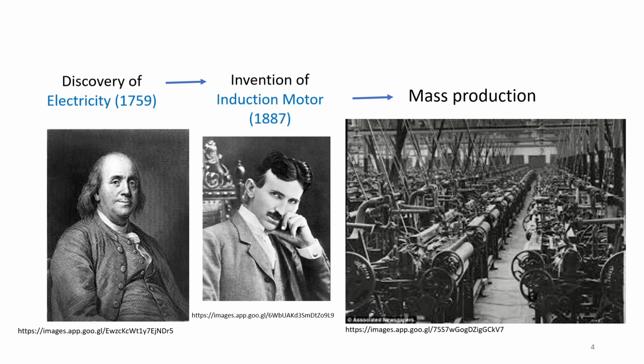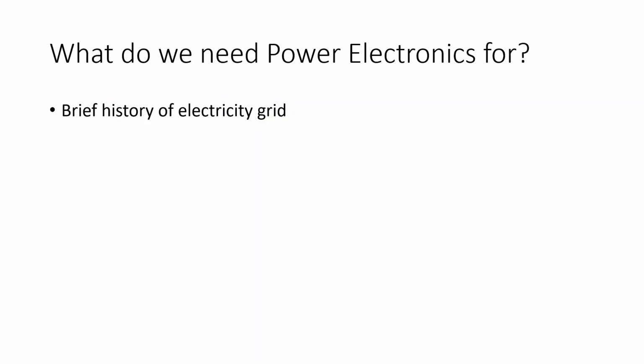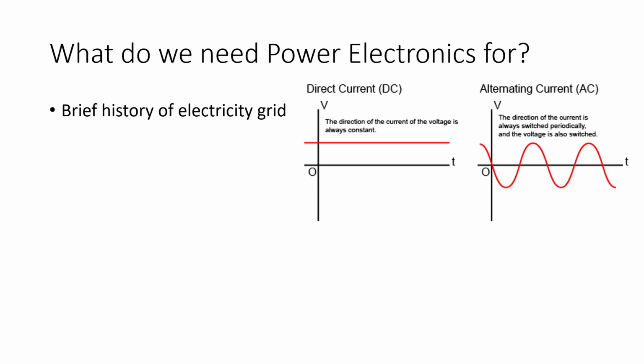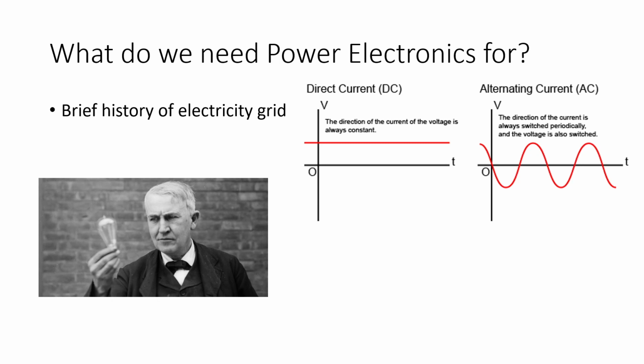before the invention of the induction motor, actually, at the time there were two types of electricity. People tried to decide whether to choose DC or AC to power the grid. So at that time, Thomas Edison was very famous. He invented the light bulb, and he also proposed DC current to power the grid.